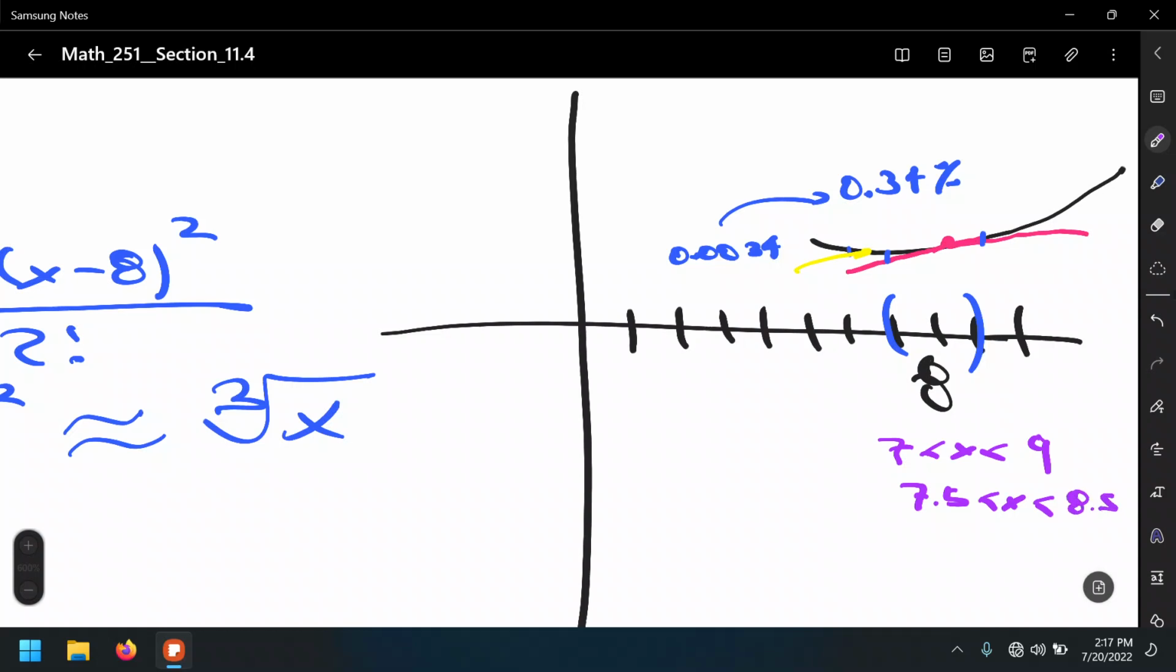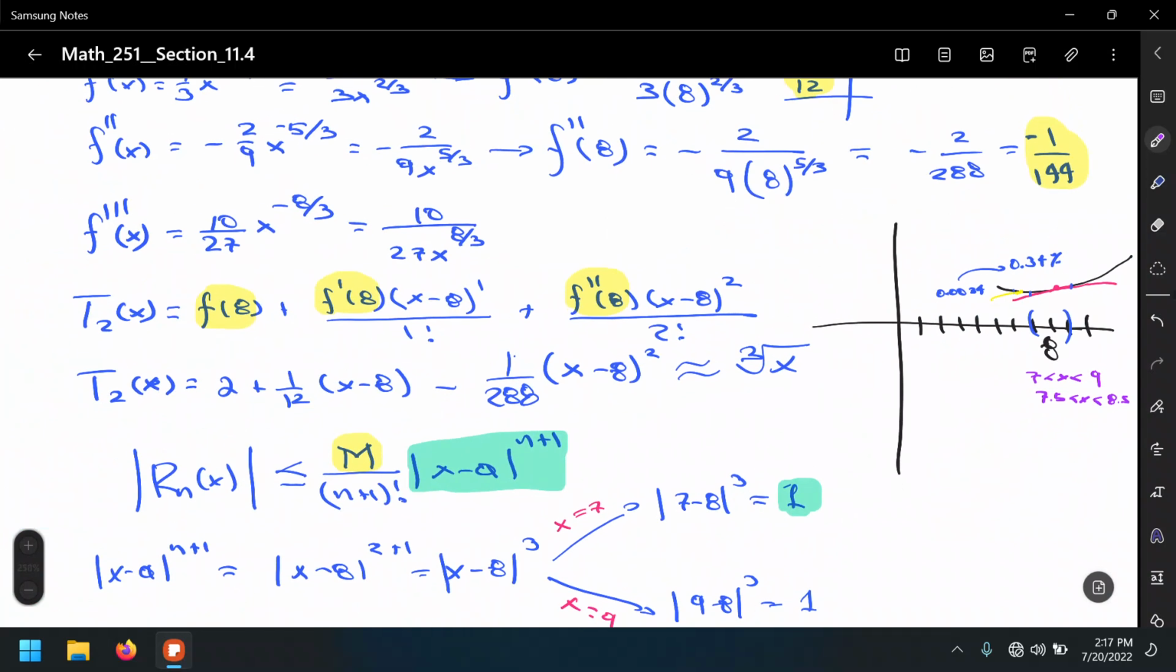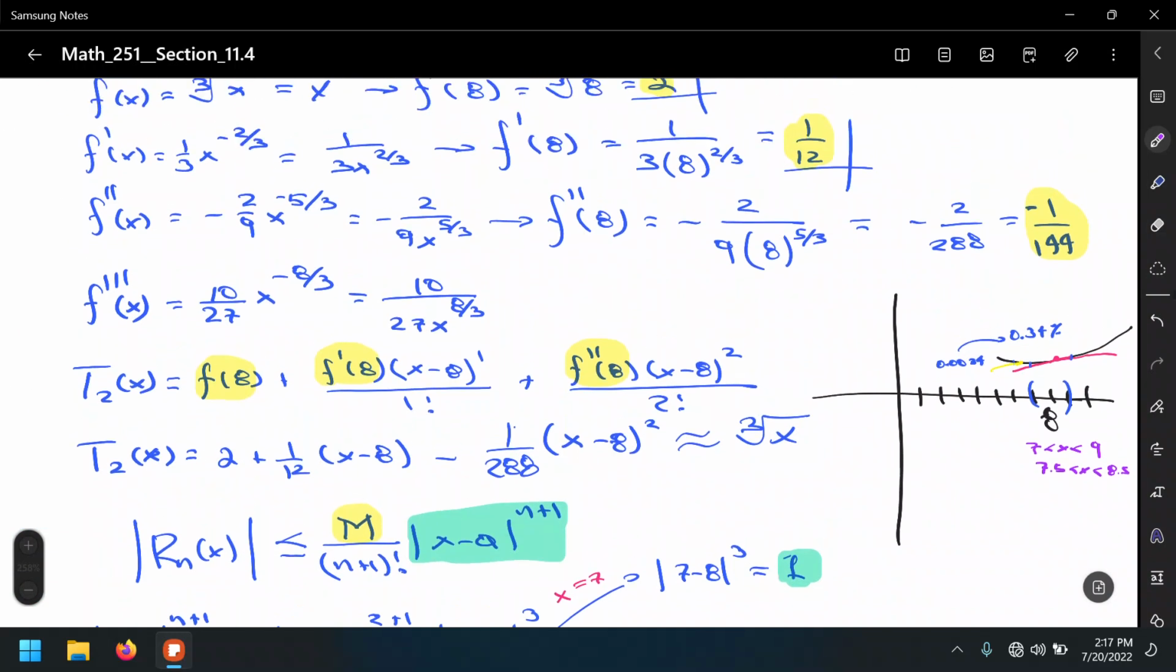Maybe tighten the interval, just narrowing the neighborhood of values for which this approximation will be valid. And this actually wraps up all of chapter 11.